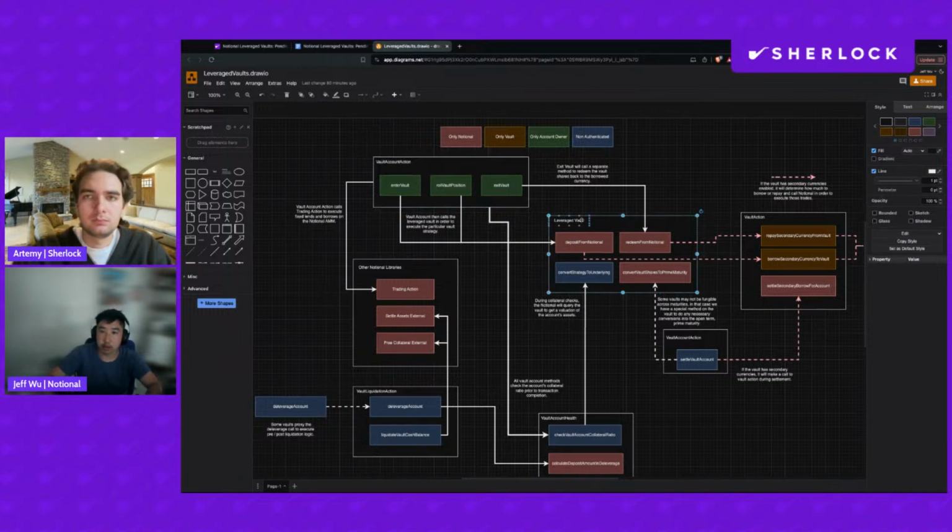Again, the leverage vault is what we're auditing here, and this is the code we're looking at. We have the deposit and redeem, so enter and exit. And then we have this convert strategy to underlying, which is going to get your valuation.